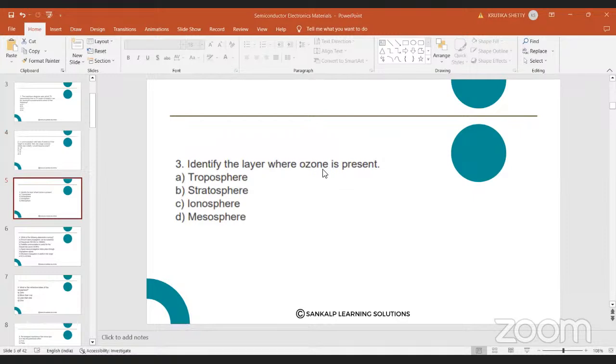Then the next question: identify the layer where ozone is present. Where is the ozone layer present? Troposphere, stratosphere, ionosphere, and the mesosphere.